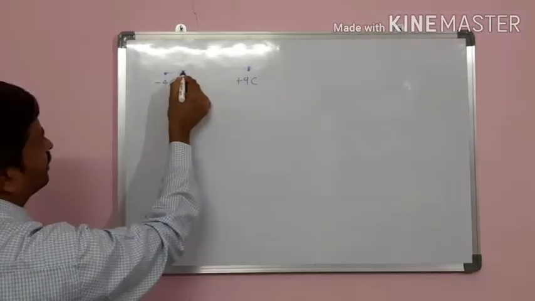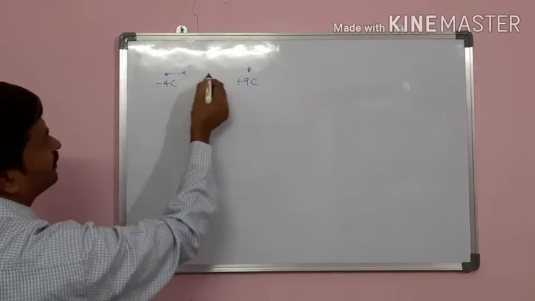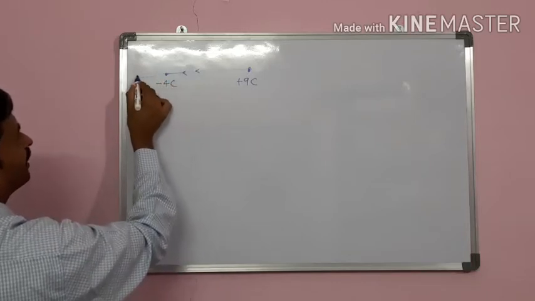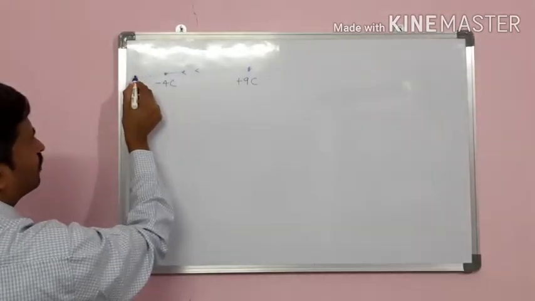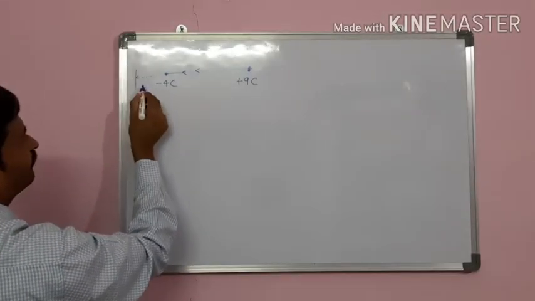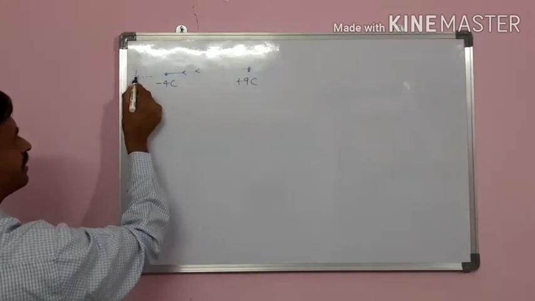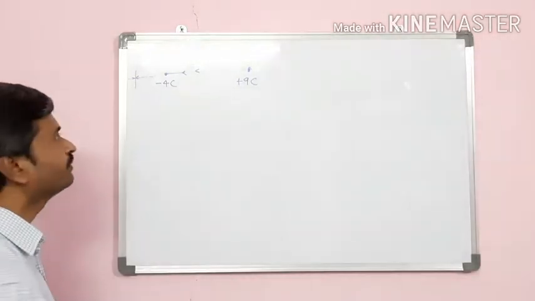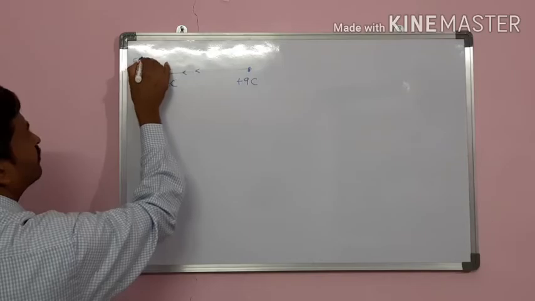You see, obviously the field of this 4 coulomb is this side, field of 9 coulomb is this side. Then after going away, this field decreases rapidly, and if the charge is more, somewhere here the field of this plus 9 charge is this side and minus 4 will be in this direction. Both will be equal. At this point, the field becomes 0.